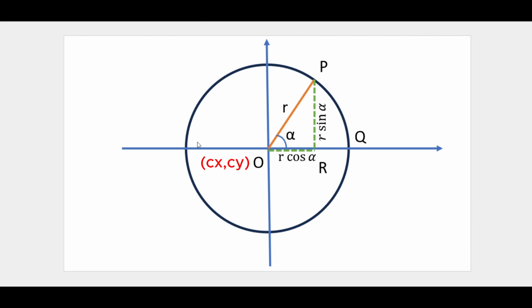By trigonometry, OR is equal to R cos alpha and RP is equal to R sin alpha. So when we move from point O to point P, we move R cos alpha in horizontal direction and R sin alpha in vertical direction. Now we can easily get the coordinates of P. To get the coordinates of P, we will add R cos alpha to x coordinate of O and R sin alpha to y coordinate of O. That is, the x coordinate of P will be equal to Cx plus R cos alpha and y coordinate will be equal to Cy plus R sin alpha. In this way, we can draw our clock hands.